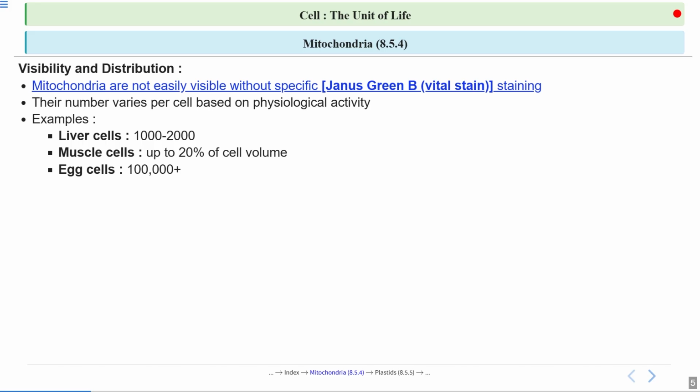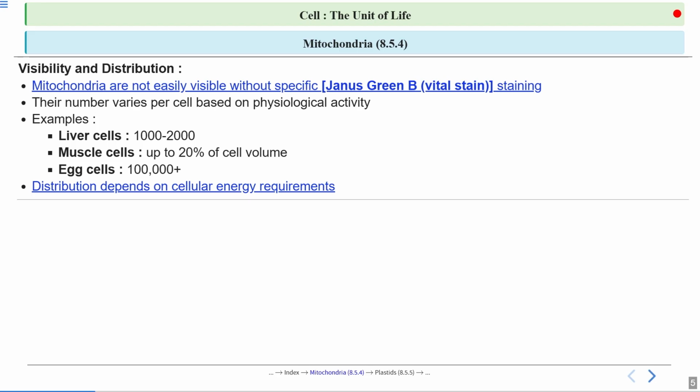Then the egg cell consists of more than 1 lakh, or 100,000, mitochondria. So these are all very active cells. Now, distribution depends on cellular energy requirements. If the cell needs more energy, then it will consist of more mitochondria. Like muscle cells, they require more energy to do work, so more mitochondria will be present in the muscle cells.